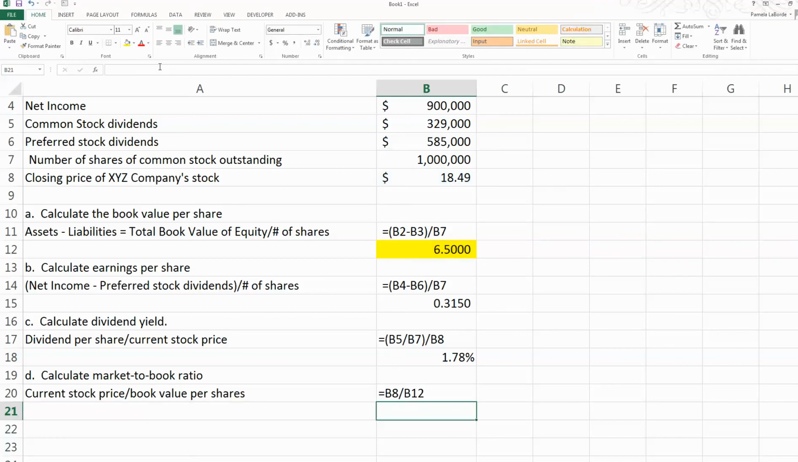So again, there's my formula, and the current stock price divided by the book value per share gives me the answer.